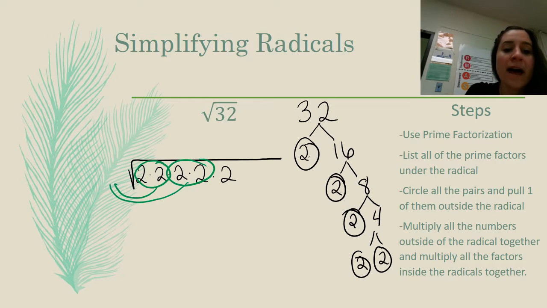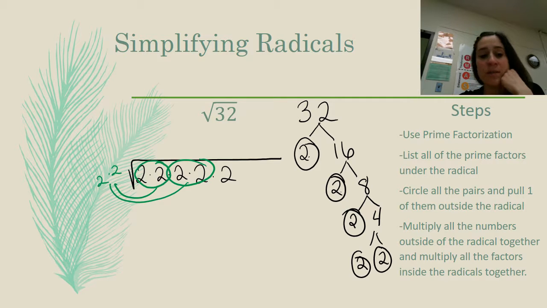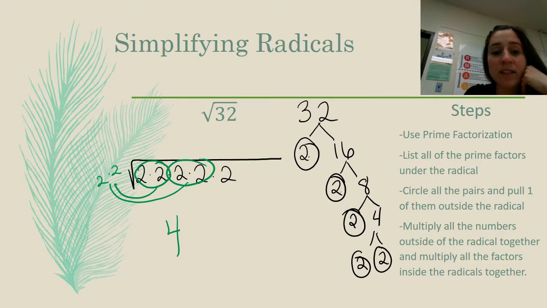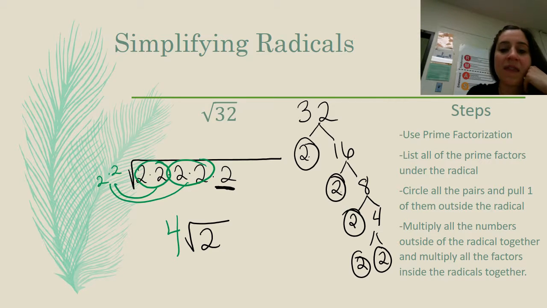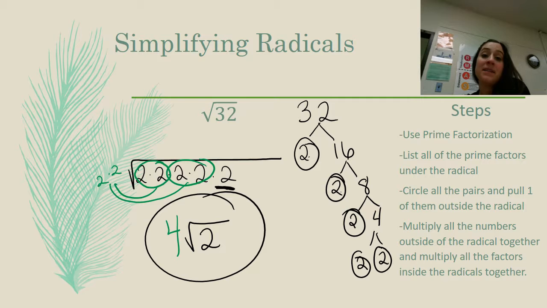I'm going to pull out both of those 2s, right? So every time I circle a pair, it comes outside. So a 2 comes out, and another 2 comes out. Well, what is 2 times 2? That's 4. So now there's a 4 outside my radical, but what number was left in my radical? Well, just this 2. And that's my final answer. Come and see me if you need help.